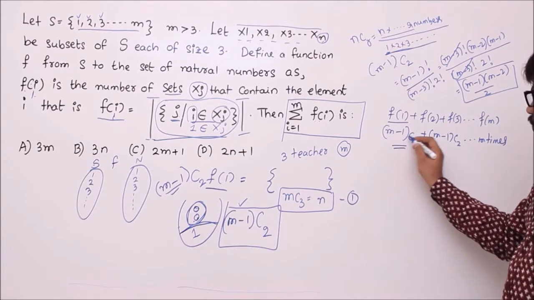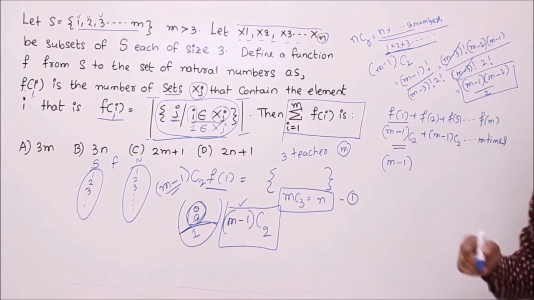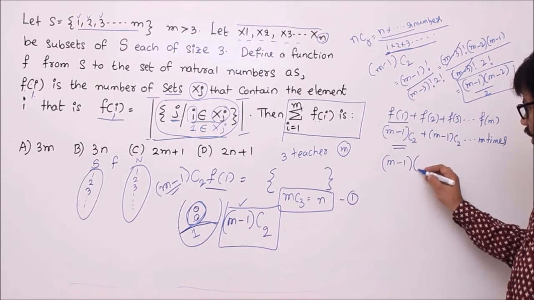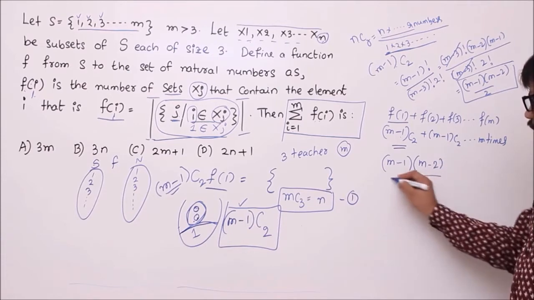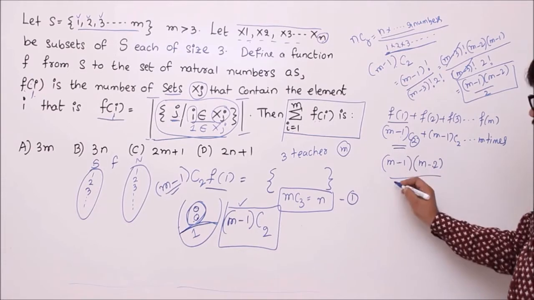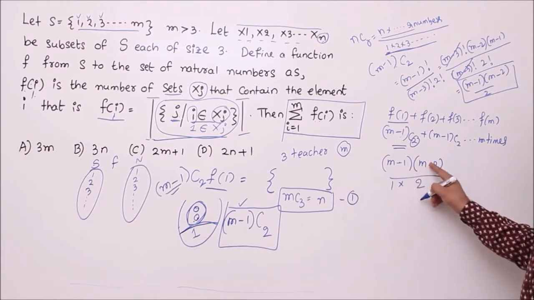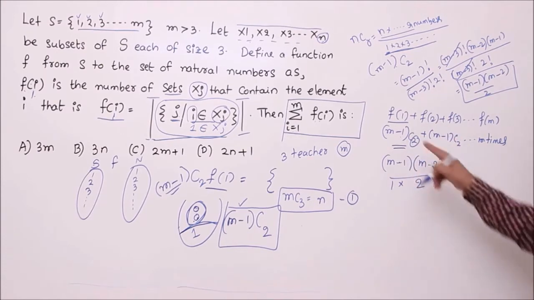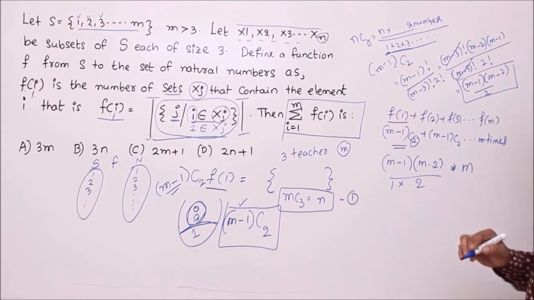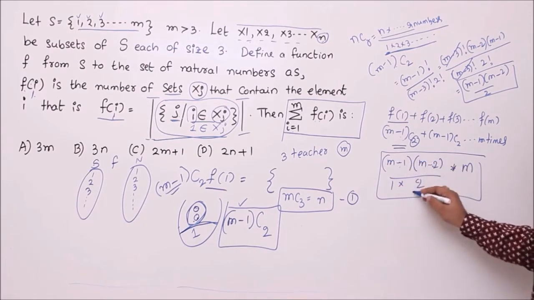In the same way I can do it here. Start at m minus 1. Of course I know the answer, but I am giving you this shortcut. (m-1)C2 can be written as (m-1)(m-2): write two numbers in decreasing order from m minus 1, and start at 1, write two numbers in increasing order. That's why (m-1)(m-2) by 1 into 2. It's done. In the same way, how many times? m times. So the final answer is m into (m-1)(m-2) by 1 into 2.